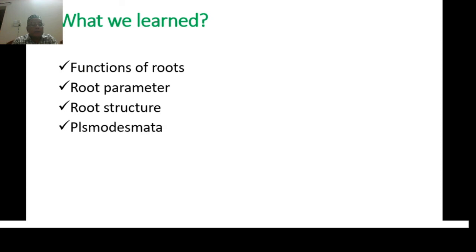nutrient uptake. So what we learned from this lesson: we learned the functions of roots, the different types of functions, and the root parameters related to research activity or nutritional studies. Root structure, both external and internal, plasmodesmata, the most important thing, rhizosphere, and root exudate. This is all about what we have discussed in this lesson.